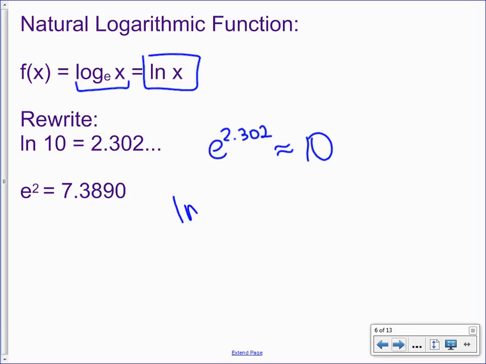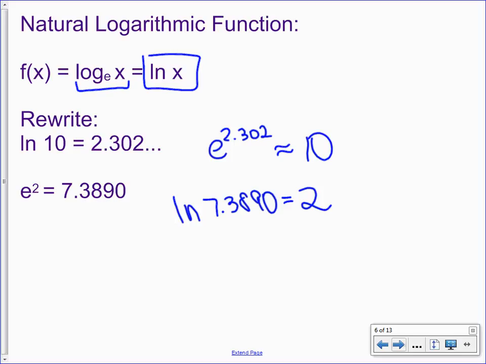So log base e of 7.389 equals 2. Okay, don't write log base e, write the ln, the natural log. The natural log has the same properties as the rest of the logarithms.